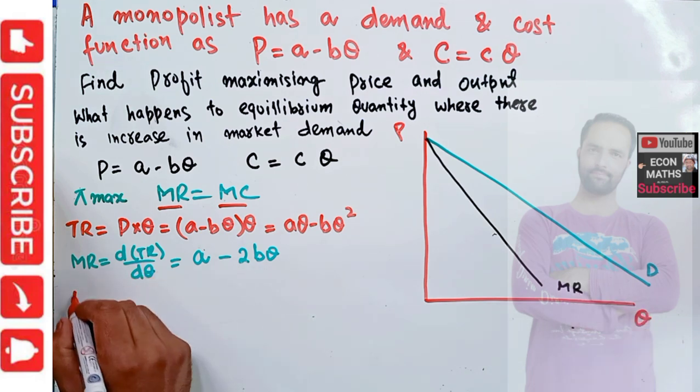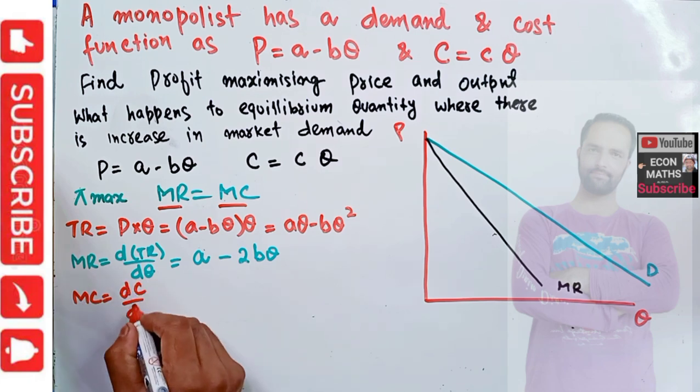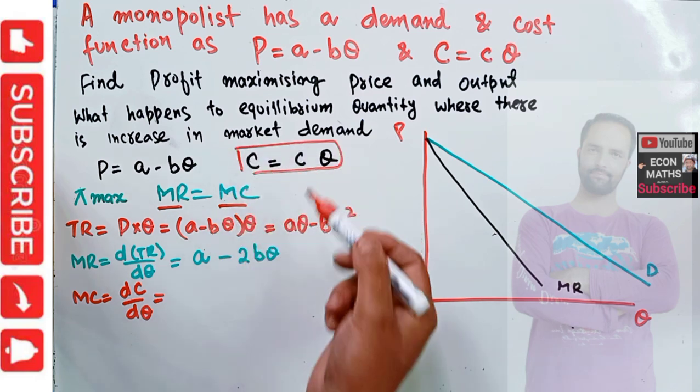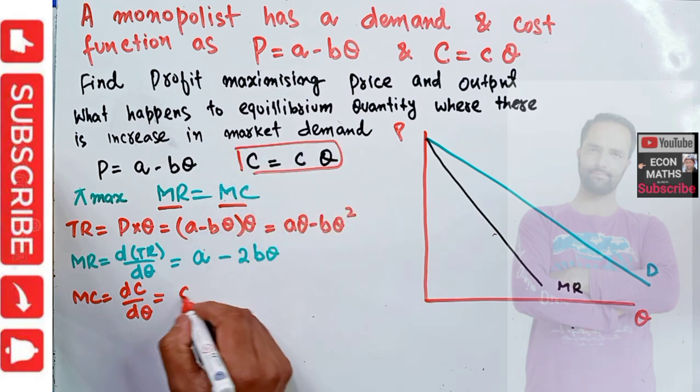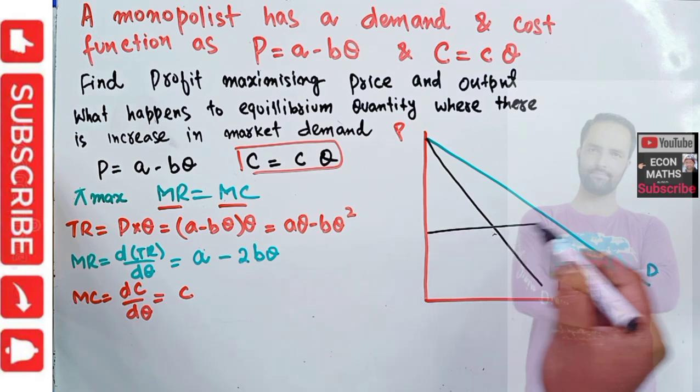After that, marginal cost we know is simply the derivative of the cost function with respect to output. This is our total cost function, and its derivative with respect to Q leaves us with C. So MC is C, it is a constant. Let us say this is our marginal cost function.